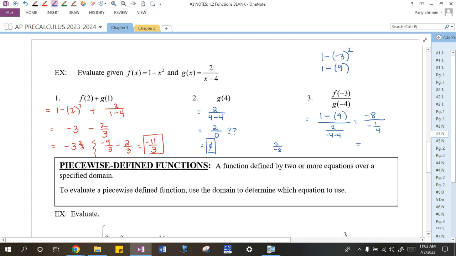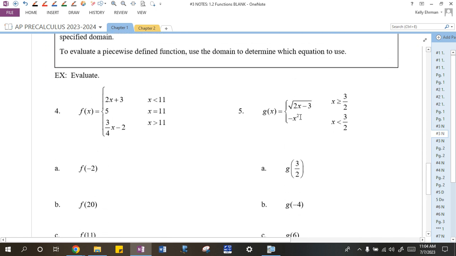We must simplify. It looks terrible to have a complex fraction, but also we want to get our AP credit and just have our math number sense facts down. So negative 8 divided by negative 1/4. First of all, the negatives can divide out to positive 1. This becomes 8 times 4 over 1. So 32 is our final answer.